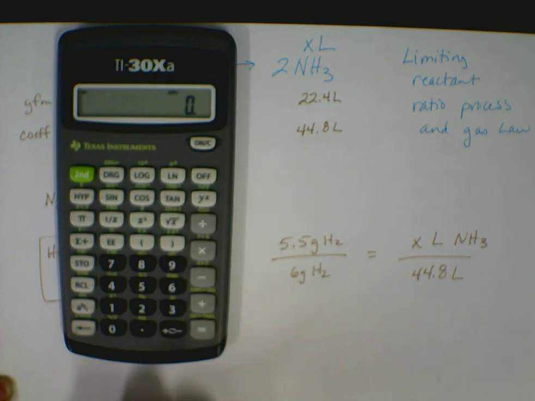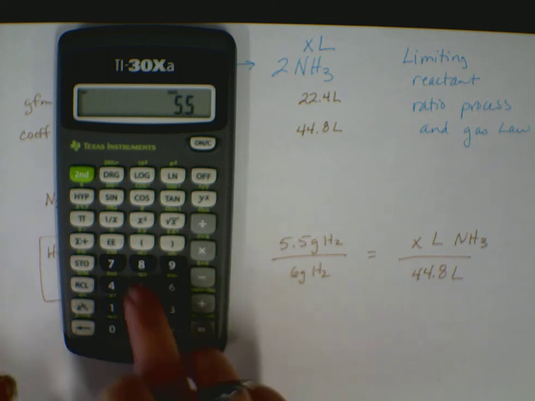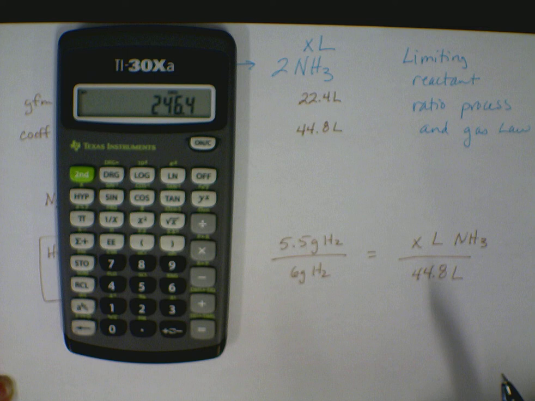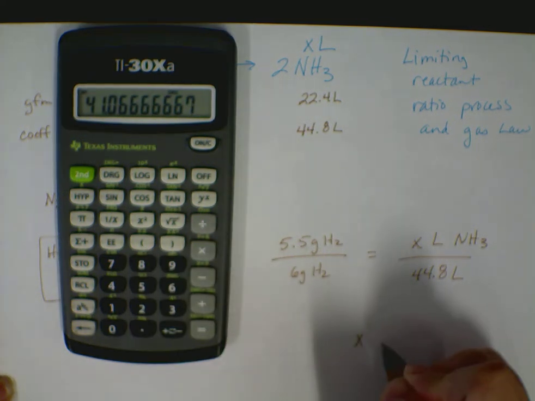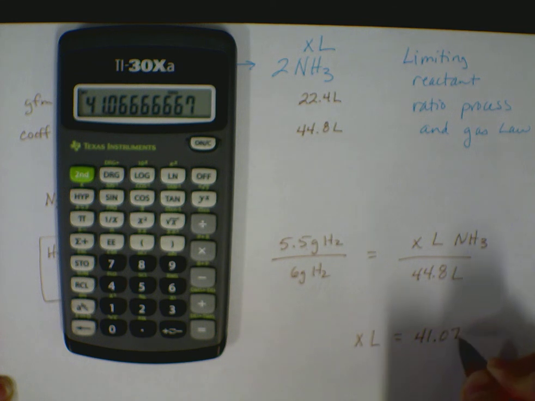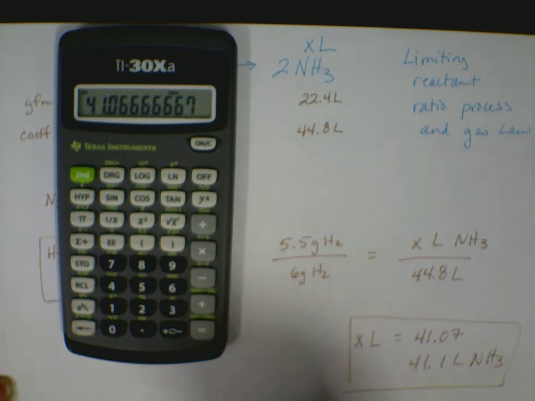So calculators are handy. So 44.8 times 5.5 gives me 246.4. I'm going to divide that by 6. So 41.07 or 41.1 liters of NH3 would be my answer.